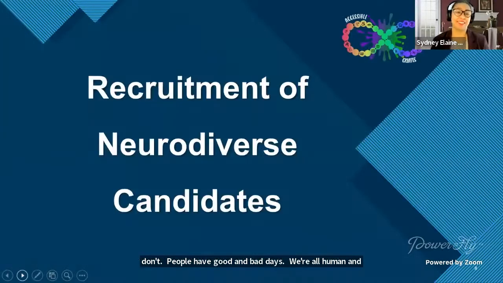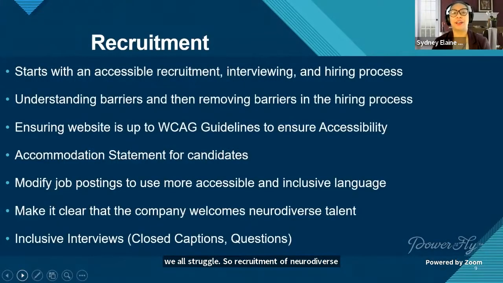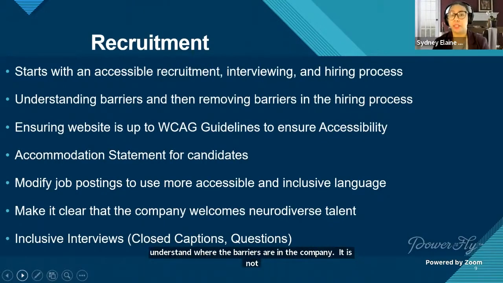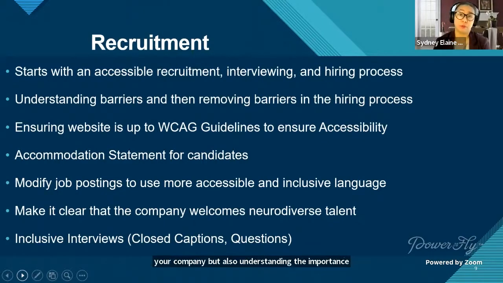So, recruitment of neurodiverse candidates. This is a huge way to make your workplace more neurodiverse friendly. It starts with an accessible recruitment, interview, and hiring process. You have to understand where the barriers are in your company, then go about removing them. It's not enough to understand the barriers that exist; you also need to understand the importance of removing them and how to go about it.